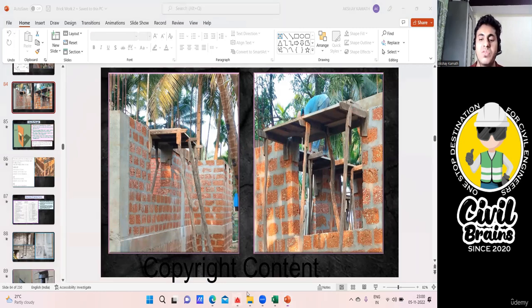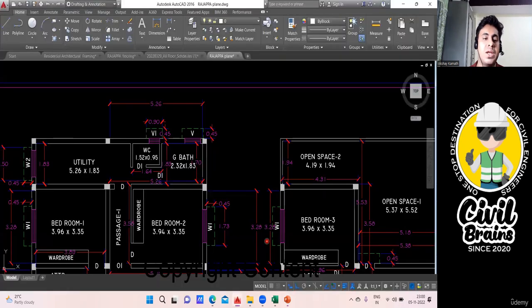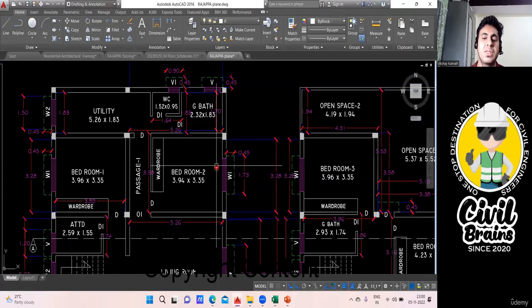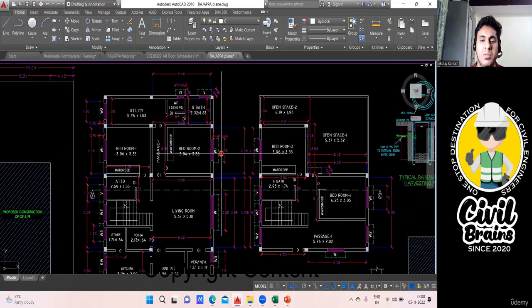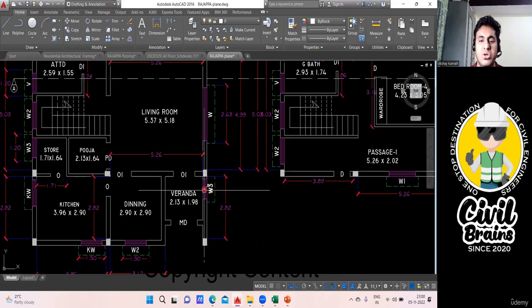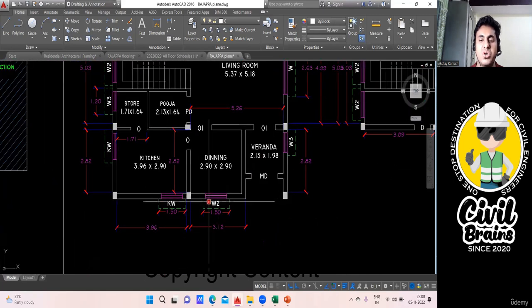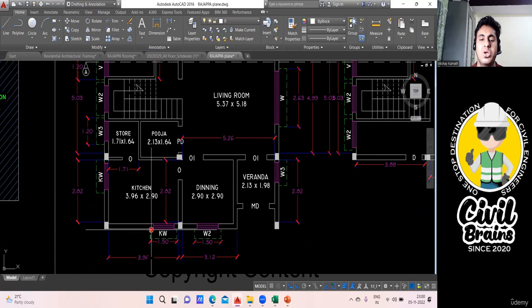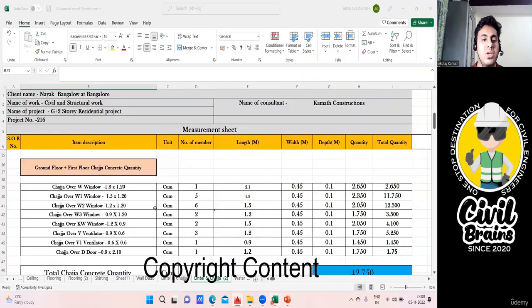Now how do you take care of that? For that we'll go back to the drawing. What I have done is I've written where all the windows are coming, and over that, the sunshades that are coming. I wrote W1 windows, then sunshade on W window, sunshade on W3 window, sunshade on W2 window, sunshade on kitchen window. In this way I've written. Based on that, I've counted how many kitchen windows there are: two. If two kitchen windows are there, of course two Chajjas will come. Based on that, I've found the quantity estimation.